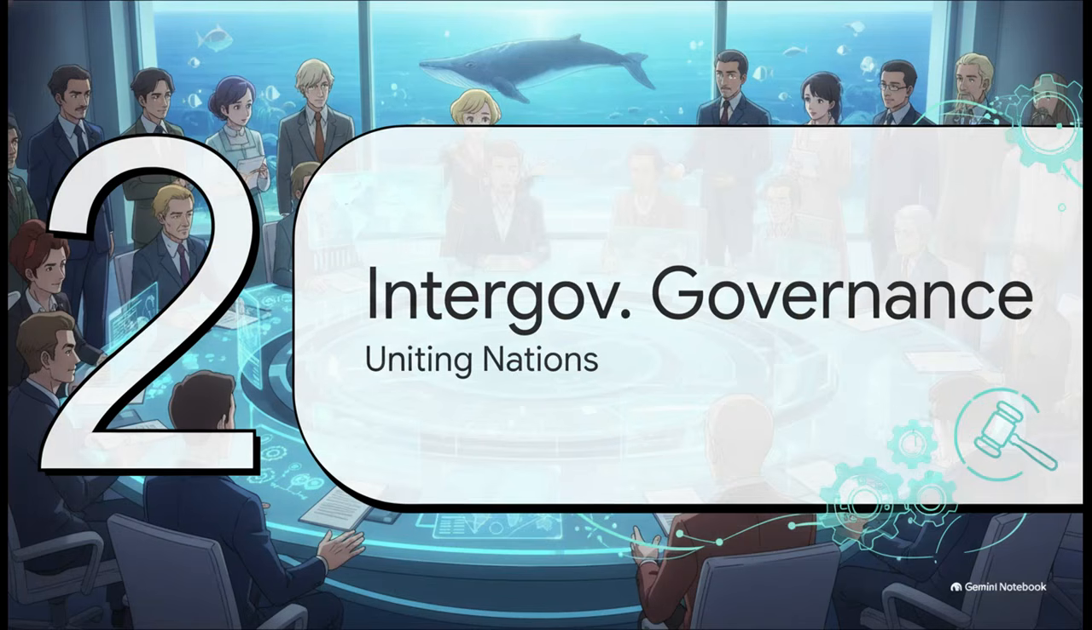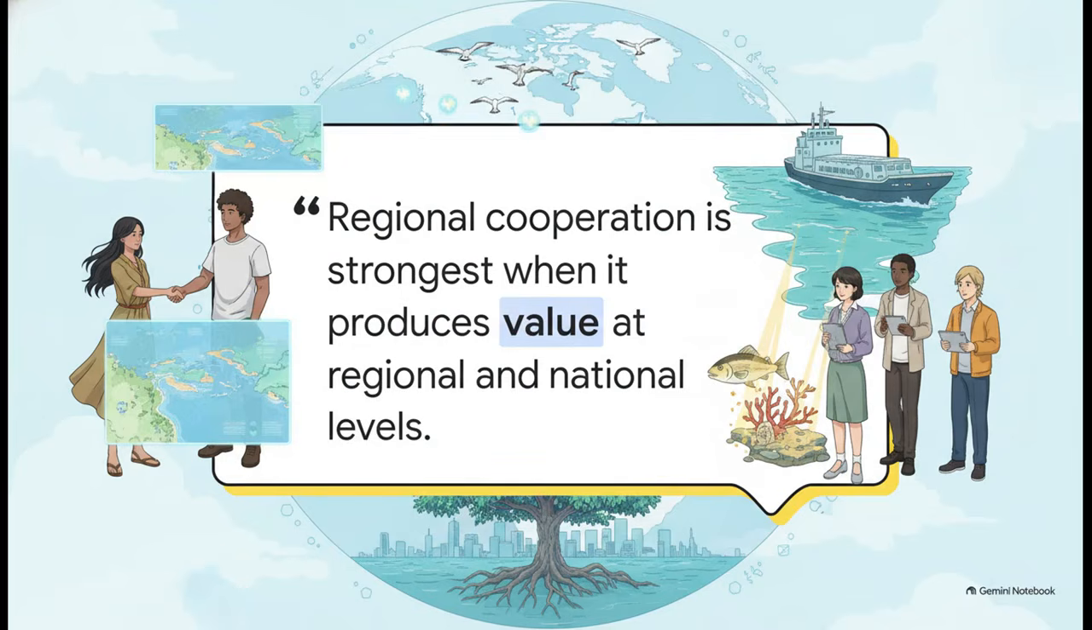Moving right along to Pillar 2, intergovernmental governance, uniting nations. This right here is where the rubber meets the road. A coordinator has to facilitate some highly sensitive regional cooperation, all while ruthlessly preserving the Secretariat's absolute neutrality. It's perfectly summed up by this quote: "Regional cooperation is strongest when it produces value at both regional and national levels." You can't just stand up there and preach about the good of the region. You have to actively demonstrate how working together lets these countries solve problems that would be way too expensive or just take way too long if they tried to go it alone. You have to prove why unity is actually valuable.